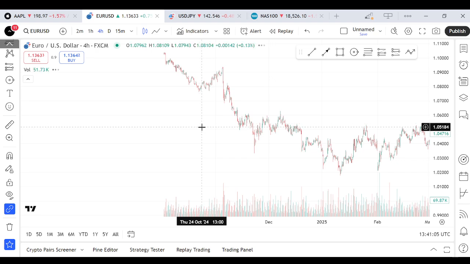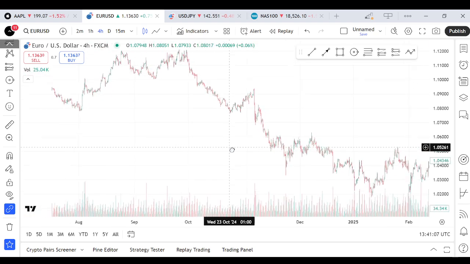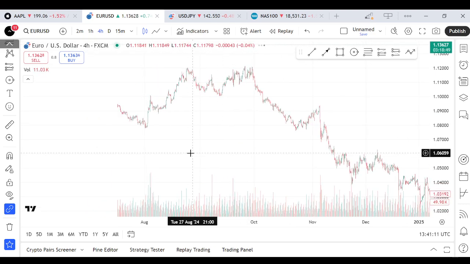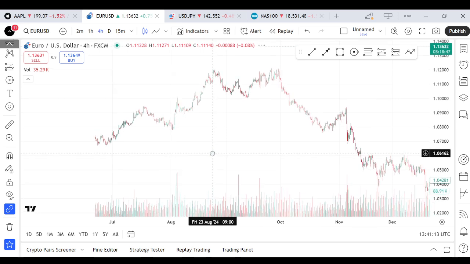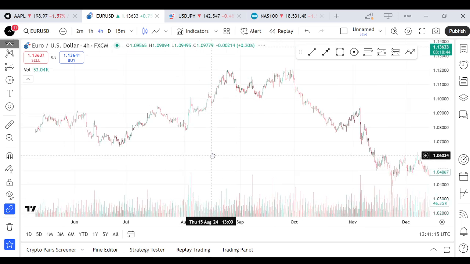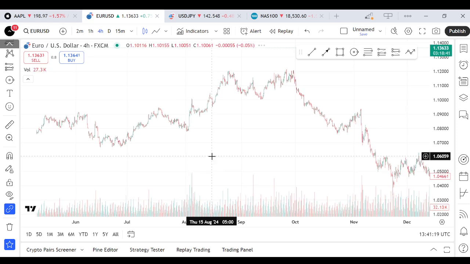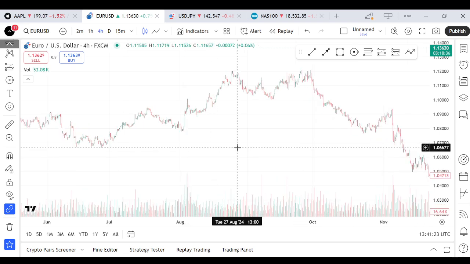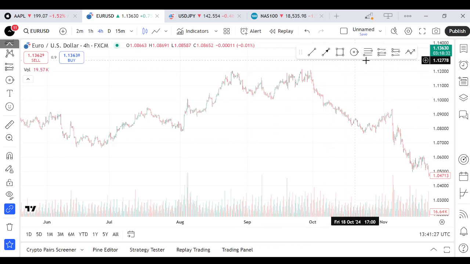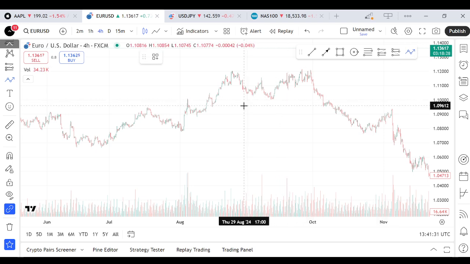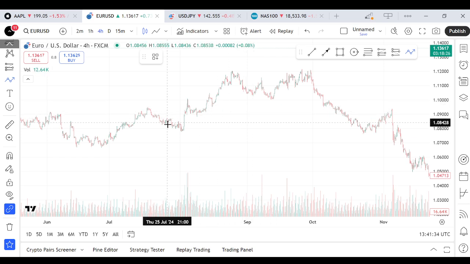So the momentum reversal strategy is a trading approach that focuses on identifying points where the market momentum begins to weaken, signaling a potential reversal in the current trend. This strategy capitalizes on the natural cycle of trends, which rarely move in a straight line indefinitely. Instead, trends often lose strength before reversing direction. And this creates opportunities for traders to position themselves early in a new trend.